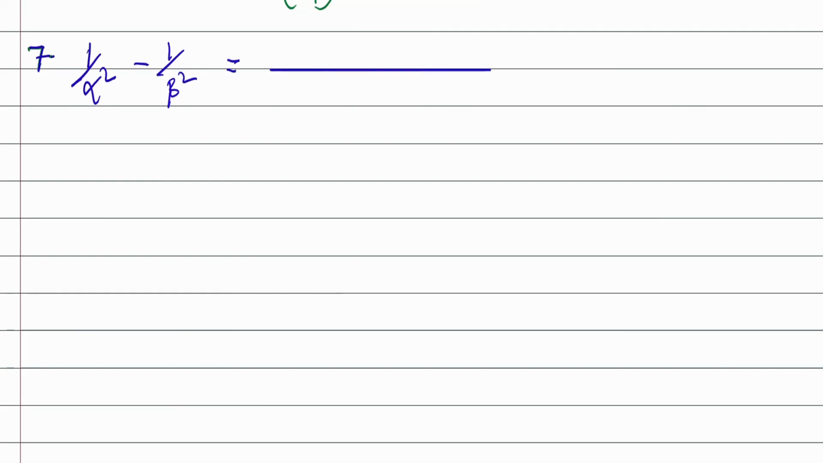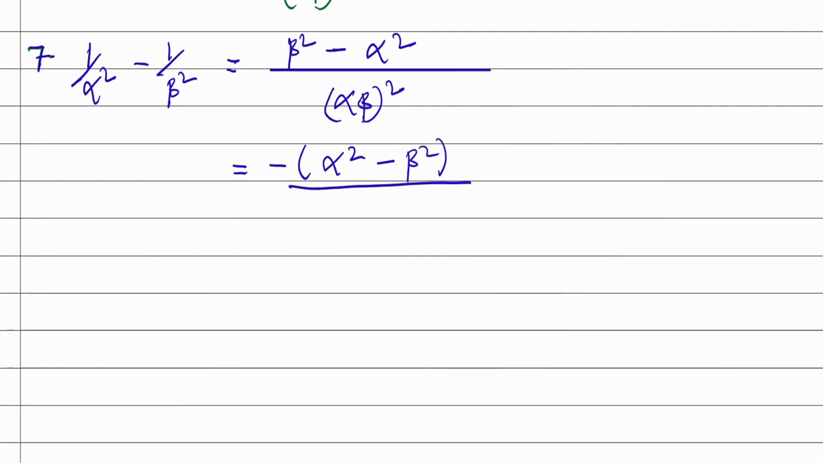So this is the same as the LCM, which is alpha beta, the whole of it squared. Now as we divide alpha beta squared by this, we get beta squared minus alpha squared. And this is the same as, if we put out the negative, alpha squared minus beta squared divided by alpha beta, but the whole of it squared.